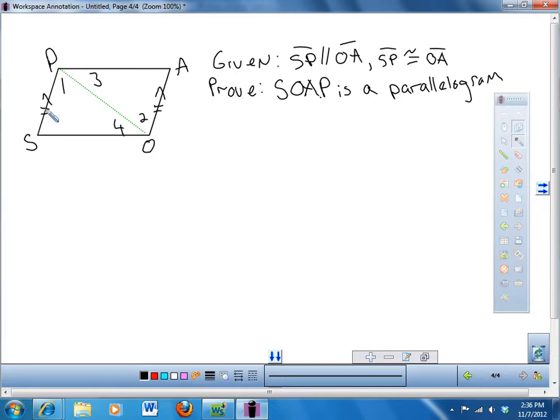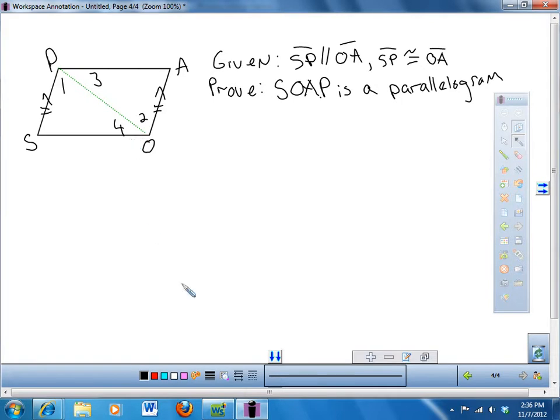You have a side. Well, you have a side and a side, but I also need angle 2 congruent to angle 1. Is angle 2 congruent to angle 1? Why? Because those are called alternate interior angles.